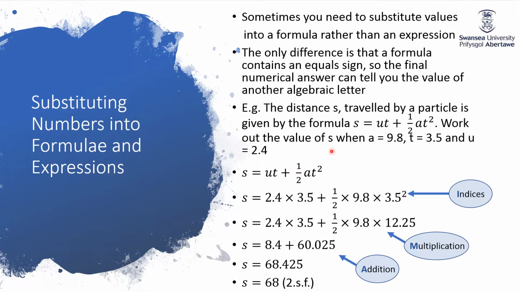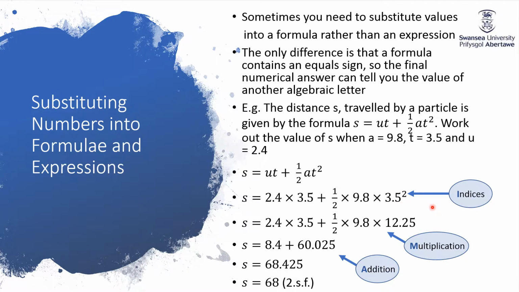So all we simply have to do is substitute these numbers into the equation. So u is 2.4, so we substitute in here 2.4. T is 3.5, so we substitute that in here and here, as you can see, for here and here. And a is 9.8, so we substitute that in here for here.